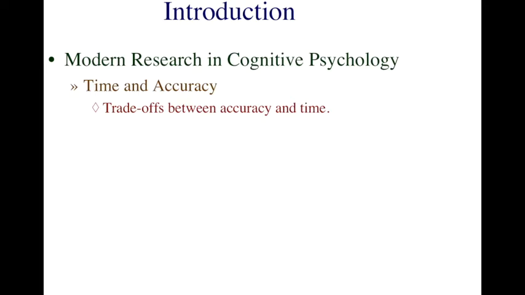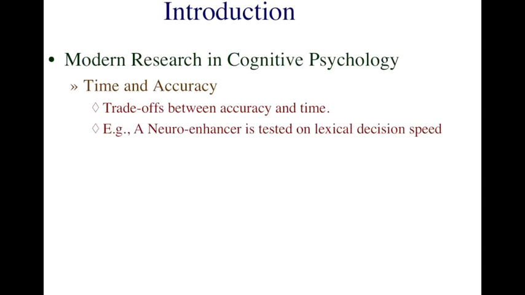You've probably noticed that when you try to do something too quickly, you tend to make a lot of errors. And if you try to do something very accurately, it can become very time-consuming. Let's consider an example of an experiment where the relationship between reaction time and accuracy might play a role. Say we've developed a new neuroenhancer. A neuroenhancer is a drug that helps you perform better at cognitive tasks.